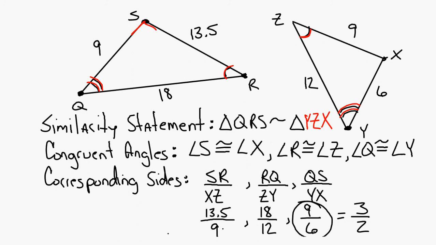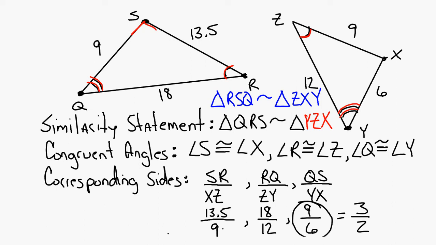Another similarity statement for both of these triangles that would be true: you can just rearrange the vertices. Maybe the triangle on the left, we're going to call it RSQ. If you named it RSQ, then the triangle on the right would have to be named Z to X to Y. Very good. Does everybody understand that?